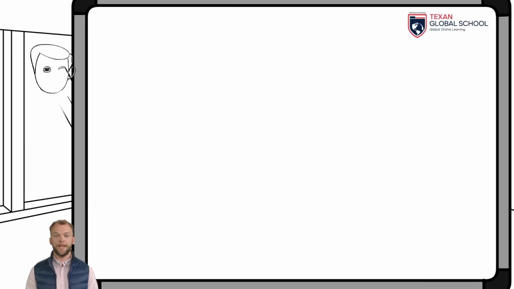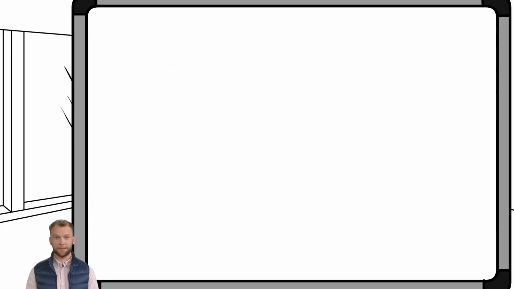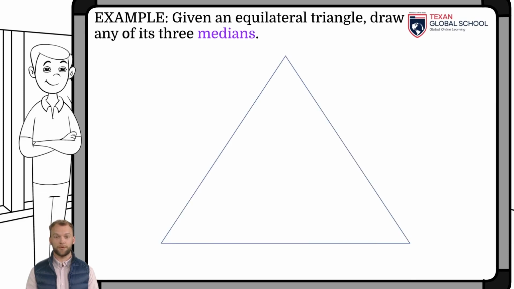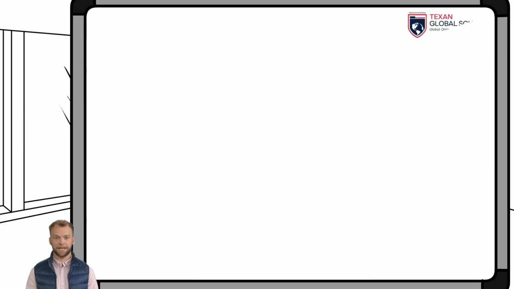The median is a line segment that originates at the vertex of a triangle towards the midpoint of its opposite side. Let's see an example. Given an equilateral triangle, we will construct one of its three medians. Based on the definition, the median starts at one of the vertices of the triangle. We select the upper vertex. And since the line must reach the midpoint of the opposite side, which is nothing more than the point that divides one side into two equal parts, we join the points, thus obtaining the median.